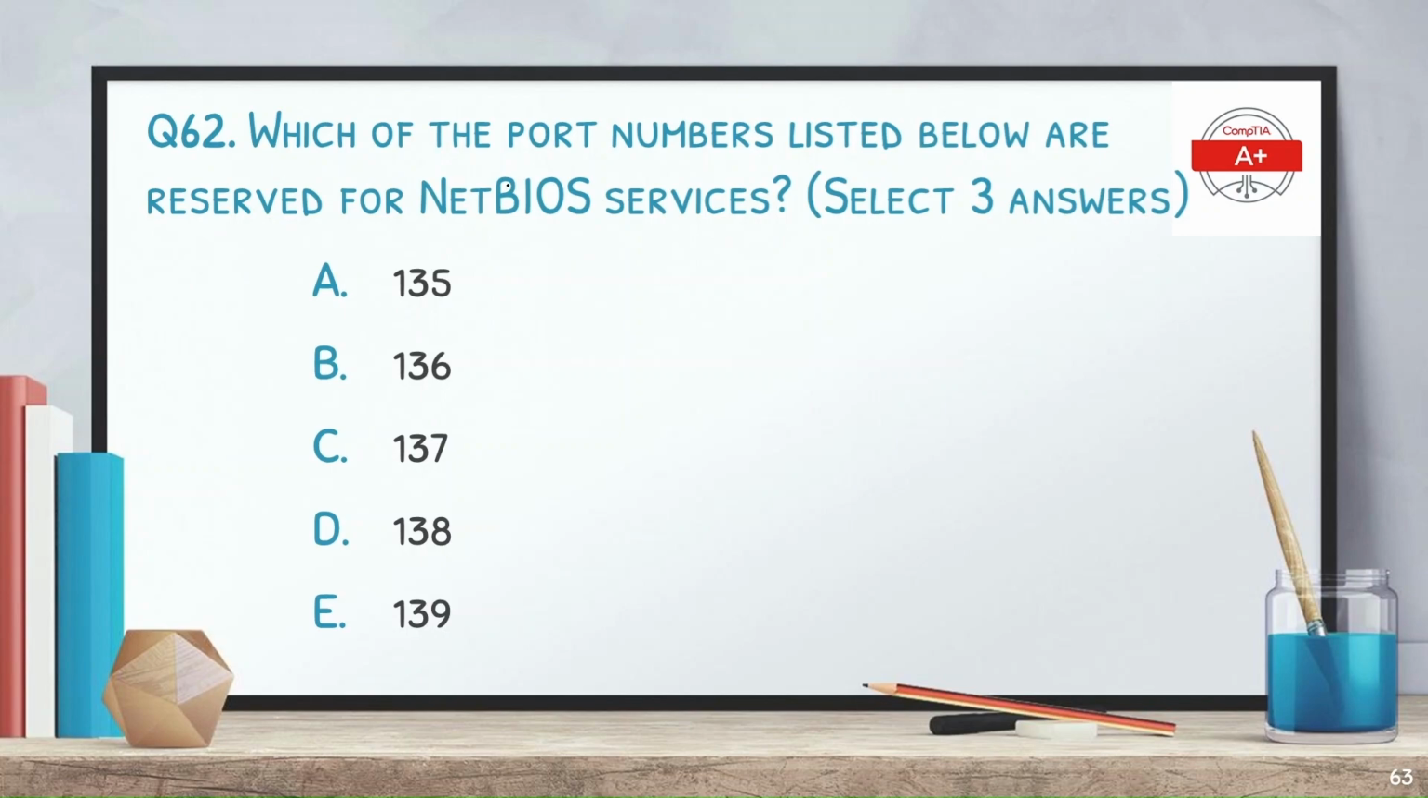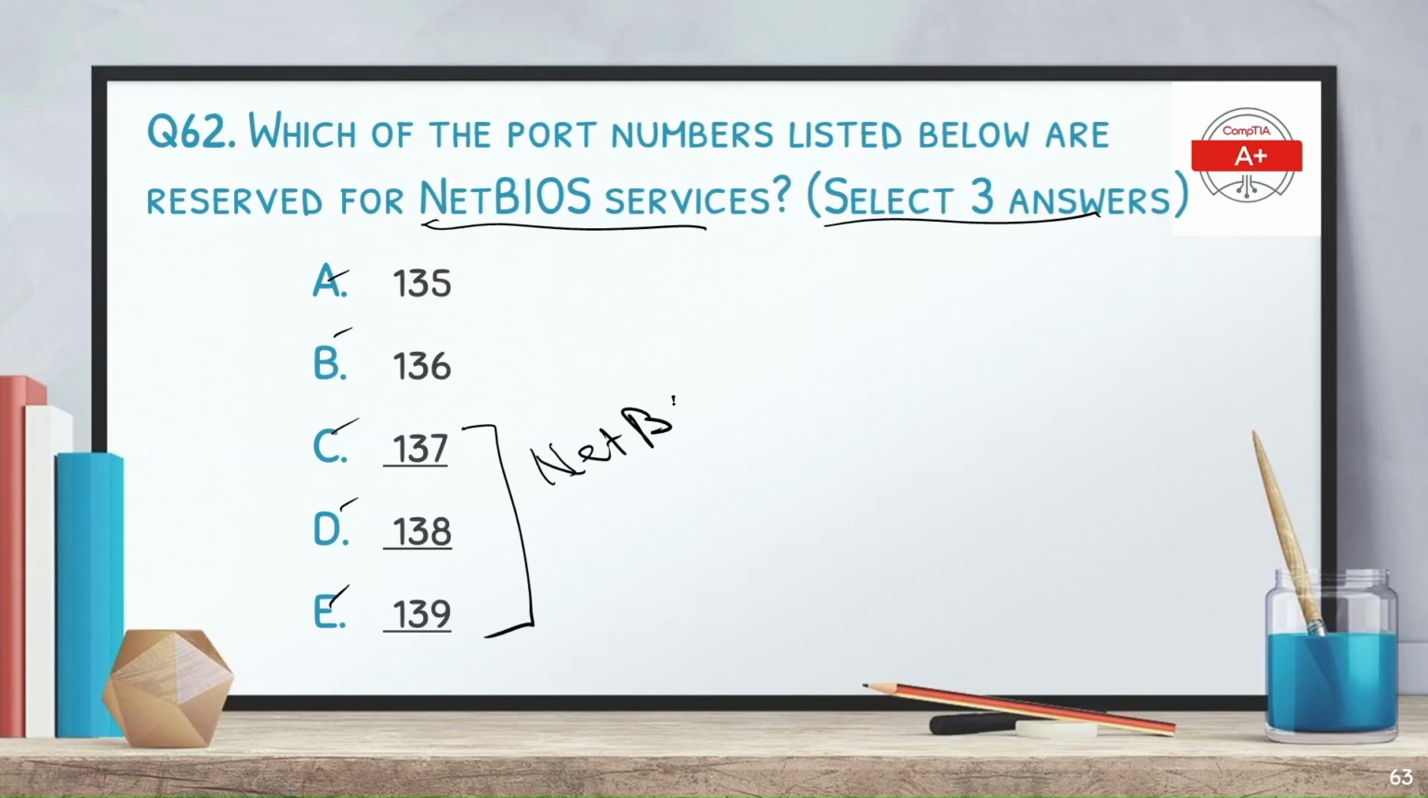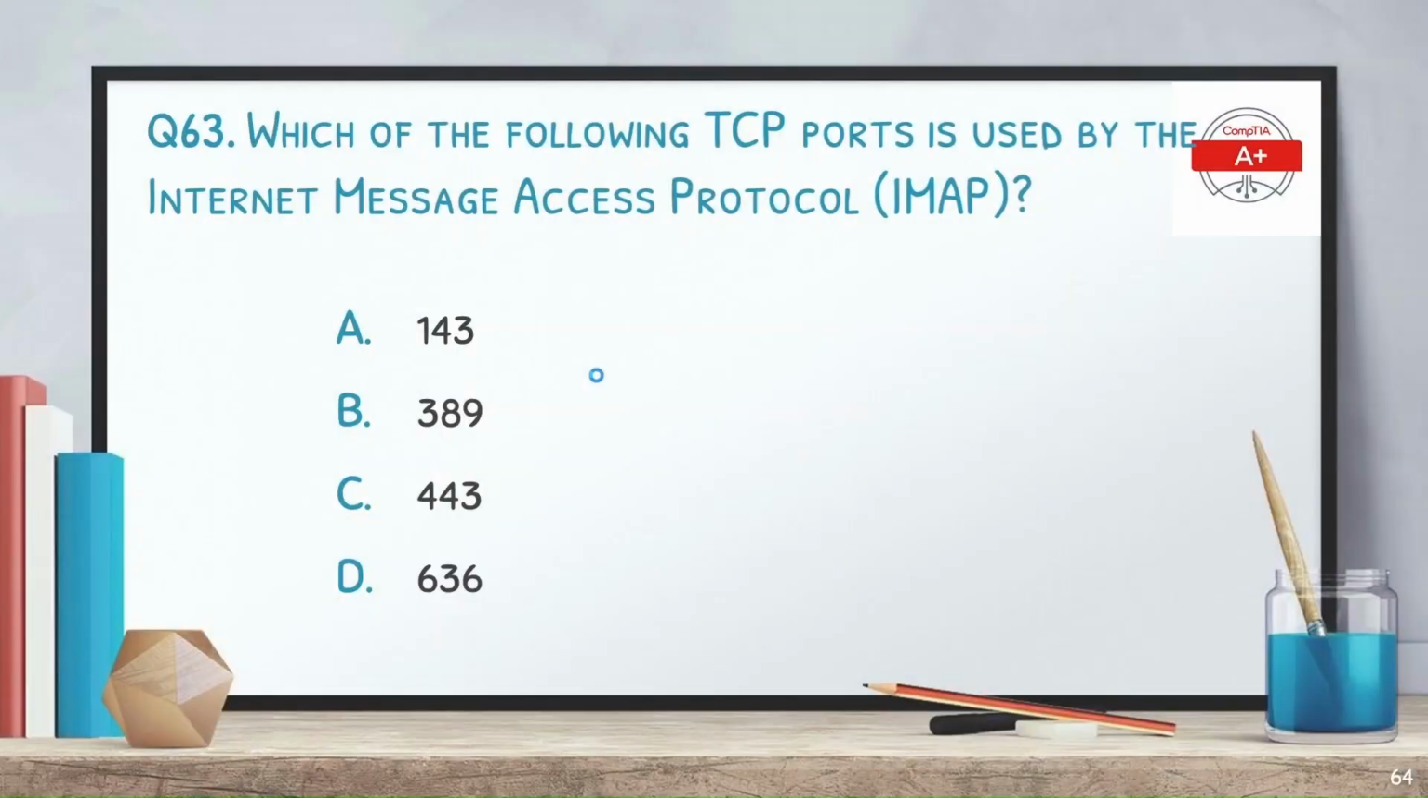Question number 62 is that which of the port numbers listed below are reserved for NetBIOS services? And we have to select three answers. Options are A. 135, B. 136, C. 137, D. 138, and E. 139. And the correct options are 137, 138, and 139. So these ports are basically reserved for NetBIOS.